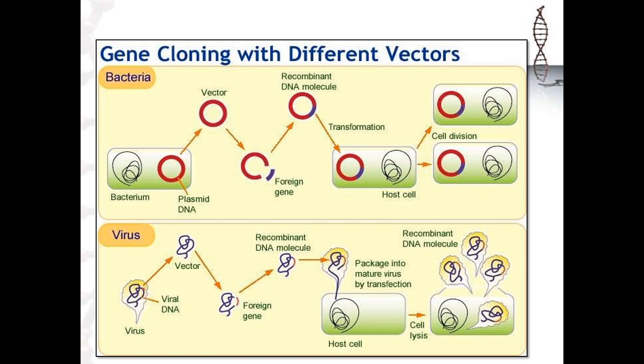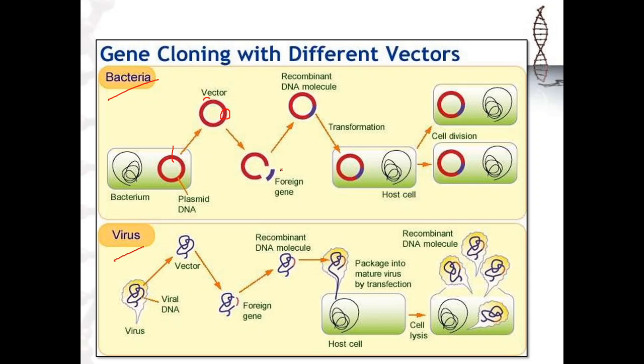Alright, so let's proceed. This is how gene cloning works with different vectors. In this illustration, we used vectors: bacteria, as well as virus. In the bacterium, we remove the plasmid. Then the plasmid becomes our vector, and we have to cut portions of our plasmid using restriction enzymes. We have the endonuclease and the exonuclease.